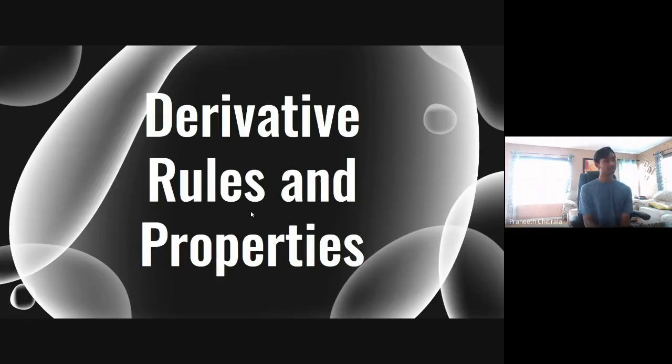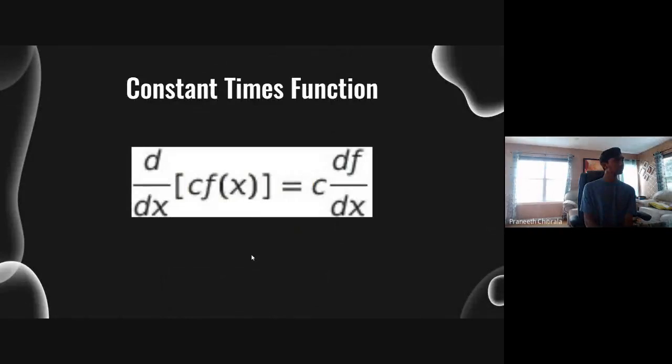Now we're going to talk about the derivative rules and properties, the arithmetic rules and properties of differentiation. First, a constant times a function. This is simple. If you have a function which is a constant c times the function f of x, the derivative of this is just c times the derivative of f of x. Similarly to limits, you can take the constant c out of the derivative, take the derivative of f of x itself, and then multiply by c. So it's very simple.